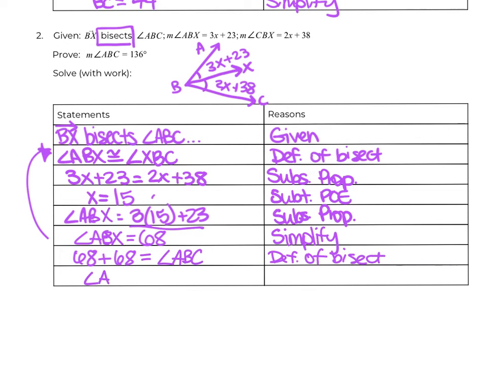Okay, so now angle ABC equals what? 136. Now that does look pretty close to my proof, but let's go ahead and make it look exact. M just means measure of the angle, and I'm going to throw that degree on the end. And I just added 68 and 68, right? So I did what? Simplified. So a lot of simplify, a lot of substitution.